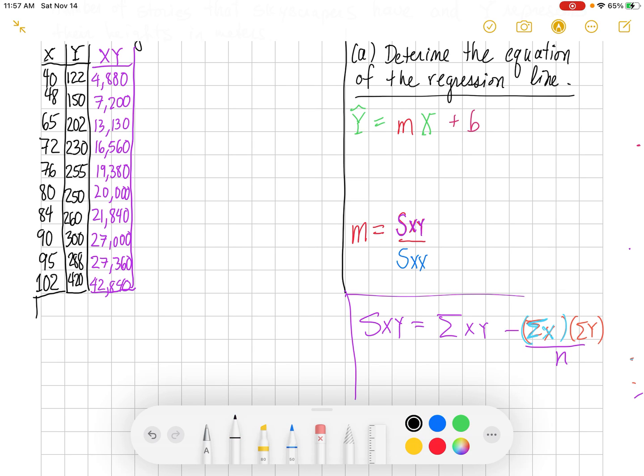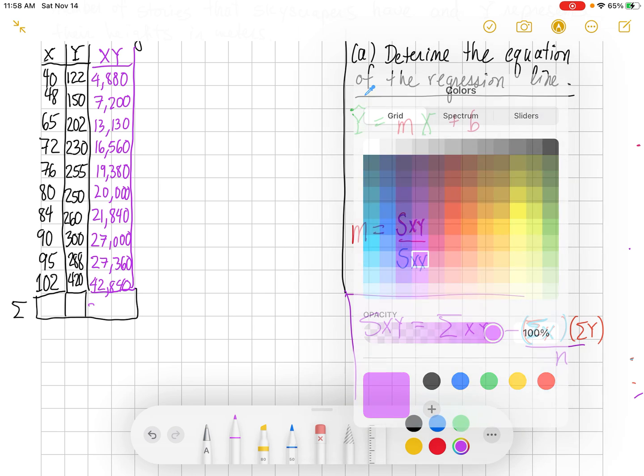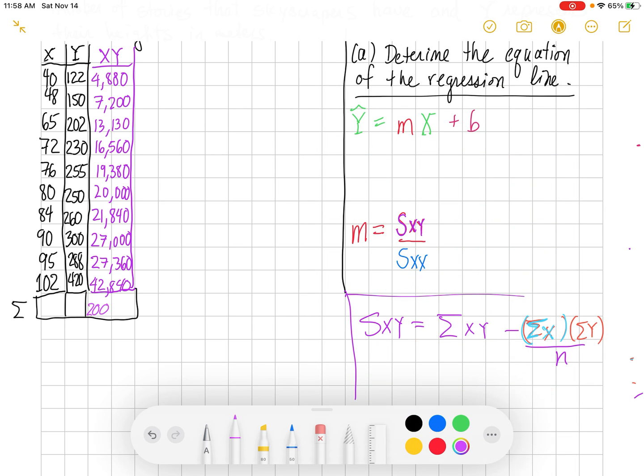So what we're going to have to do is add all this up. We're going to put a little summation symbol here. We're going to add up the x's, add up the y's, and add up the xy's. I'll first add up the xy's. When I add up all those numbers in the xy column, I've done this in advance, it's 200,190.